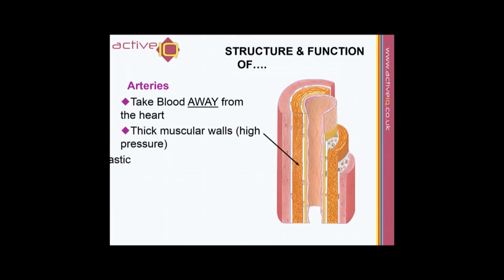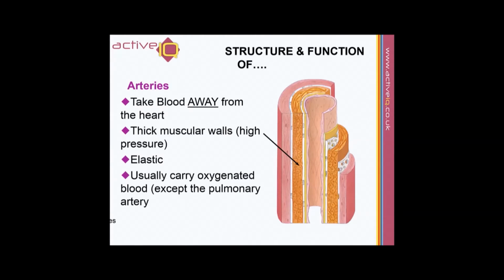Here's the structure of an artery. So arteries always take blood away from the heart. That's the definition of an artery. Most arteries have thick muscular walls and they are under high pressure. They are elastic in the way they work. They usually carry oxygenated blood except for the pulmonary artery. And the arteries then become arterioles and then finally capillaries.